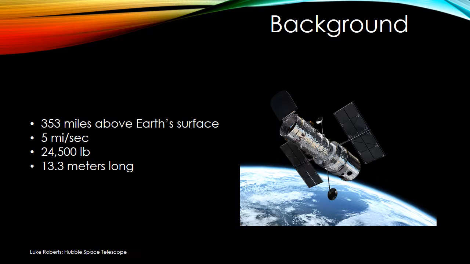The Hubble Space Telescope orbits the Earth 353 miles above the surface for this reason, and is flying around at 5 miles per second. This means that Hubble can go across the United States in 10 minutes. The Hubble weighs about 24,500 pounds and is 13.3 meters long.